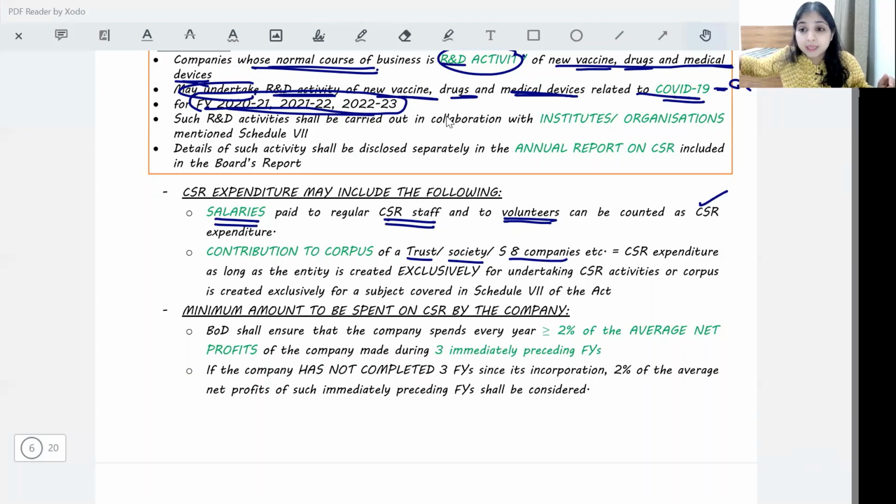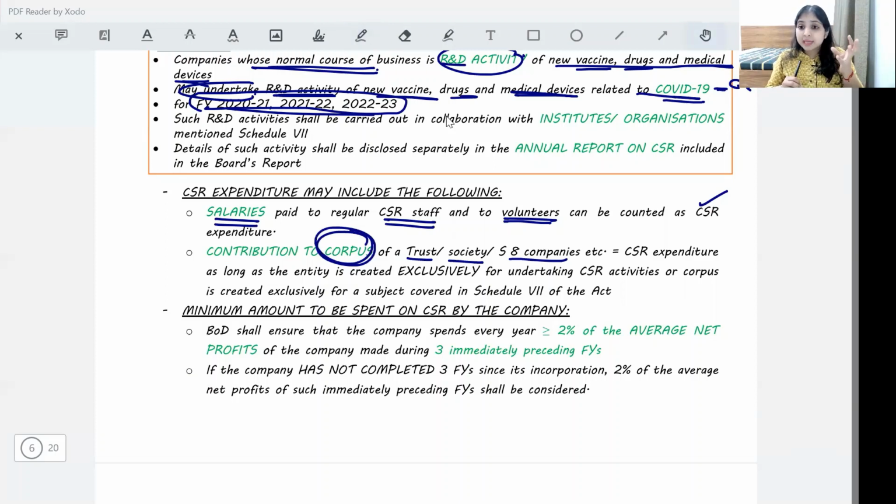Company cannot simply give them money and tell them, use this money for CSR. No, the company is supposed to tell them for which activity this money is to be used. But in case my company is doing the CSR through a trust, society or Section 8 company, and it does not want to prescribe like this, that for which project how much money is to be used, it can simply contribute to the corpus of the trust, society or Section 8 company.